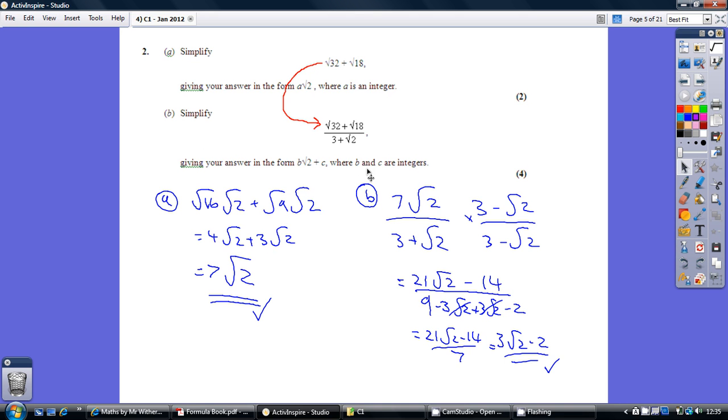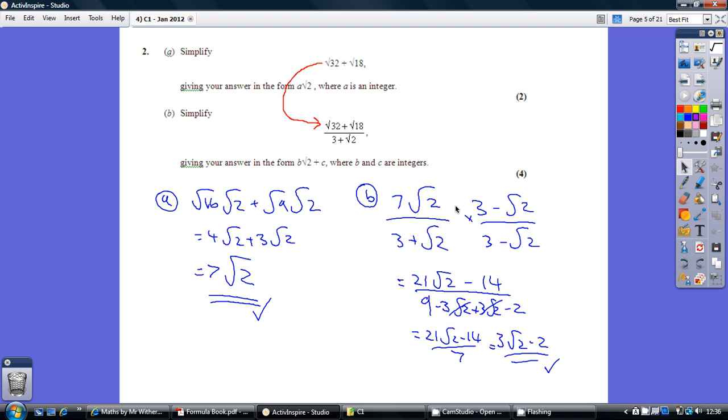Now for part B, let's start off by replacing the numerator with its simplified form. So rather than having root 32 plus root 18 as the numerator, let's pop 7 root 2 as the numerator. Obviously the denominator stays the same. Now to rationalize this, to get rid of having a square root on the bottom, which is what the question is asking us to do, we choose to multiply top and bottom by what's presently on the bottom, but with a change of sign. So it's not 3 plus root 2 we're timesing by, but 3 minus root 2.